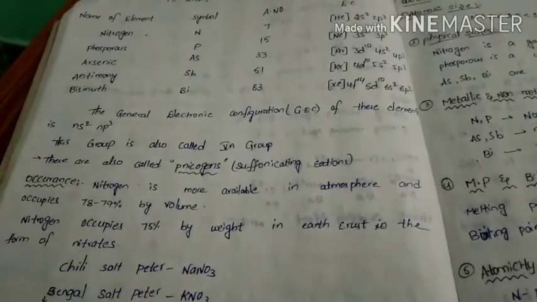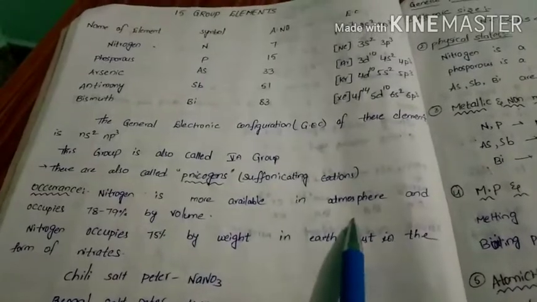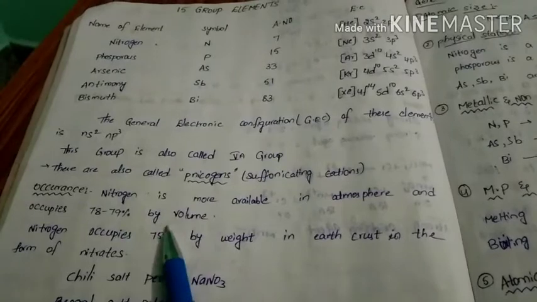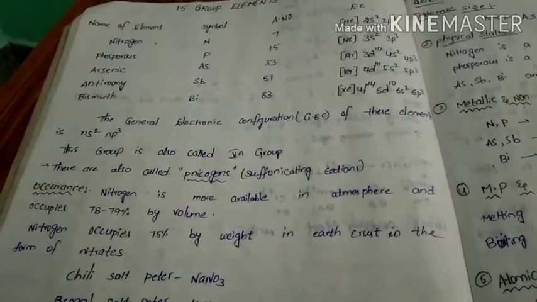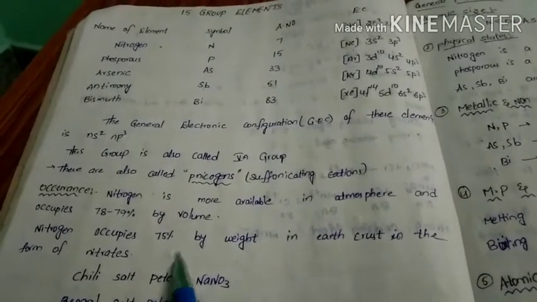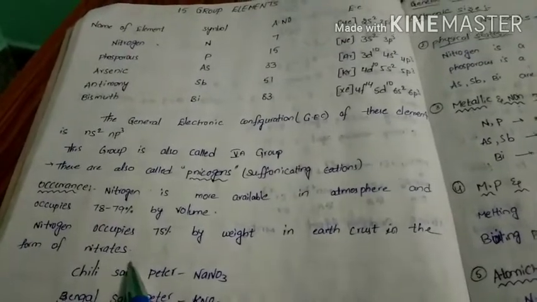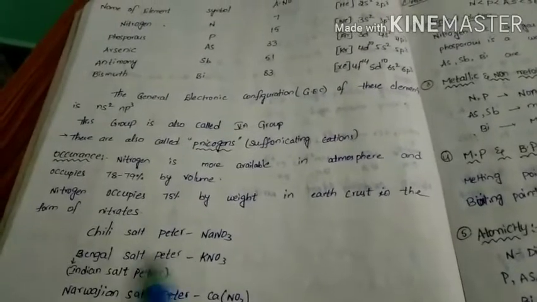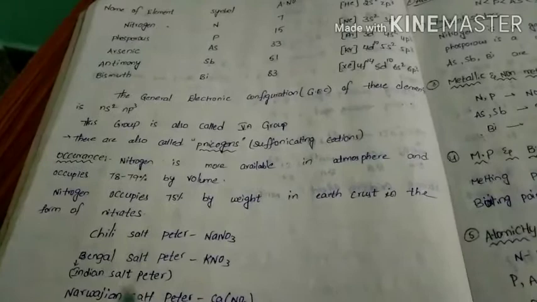Next, occurrence means availability. Nitrogen is most available in the atmosphere and occupies 78 to 79% by volume. That means air contains 78 to 79% nitrogen. Nitrogen occupies 75% by weight in the earth crust in the form of nitrates. That means these are the minerals. So what are the minerals? Chile saltpeter, formula NaNO3. Bengal saltpeter, also called Indian saltpeter, that is KNO3.